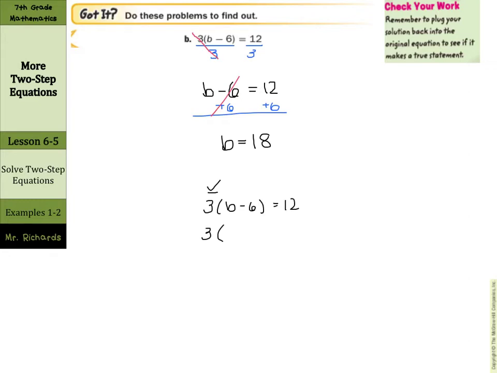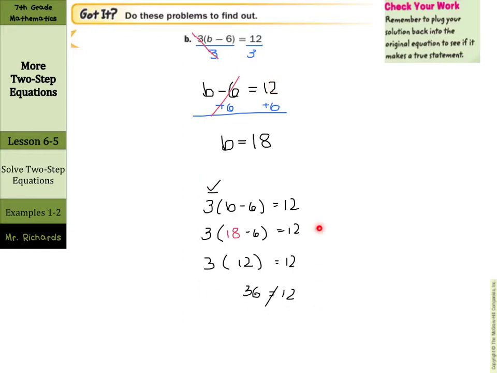Substitute in the 18 for b. Minus 6 equals 12. 18 minus 6 is 12. And 3 times 12 is 12. No, that's 36 equals 12. That's not equal. There's a mistake. Can you find the mistake? I can. Right here. 12 divided by 3 is not 12.